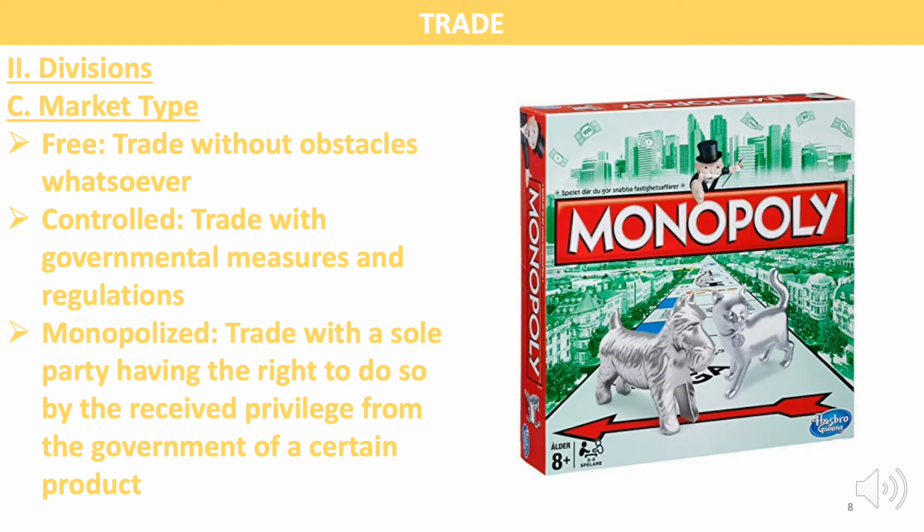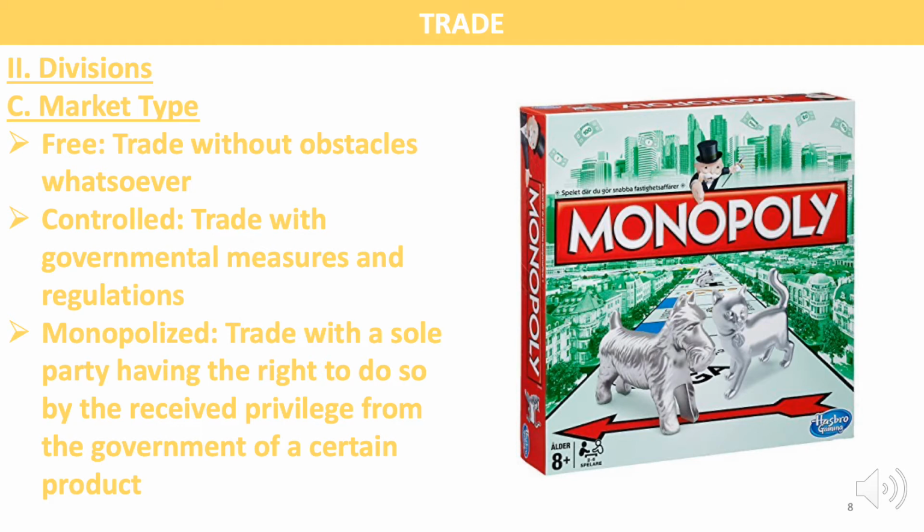Now, the third division is the market type. We have the free market, which is a trade without any obstacles. Second is when we have the controlled trade, which means that we have some governmental regulations and measures, such as when you are going to sell medicine, we cannot sell whatever we want. We need to have a certain agreement or a permission of work from the government.